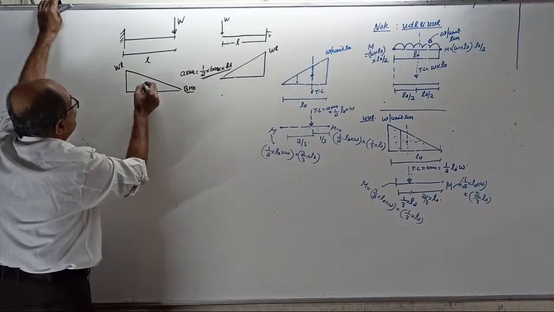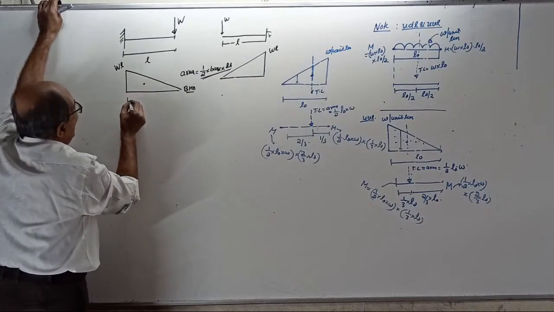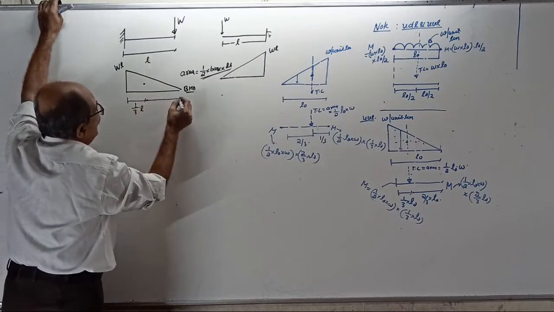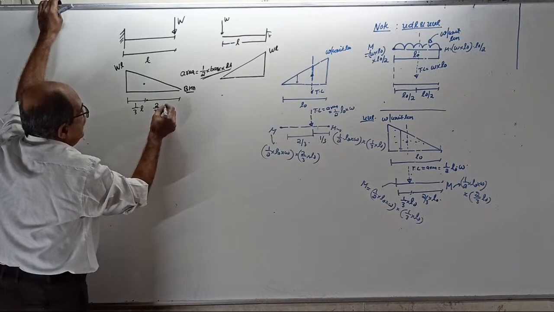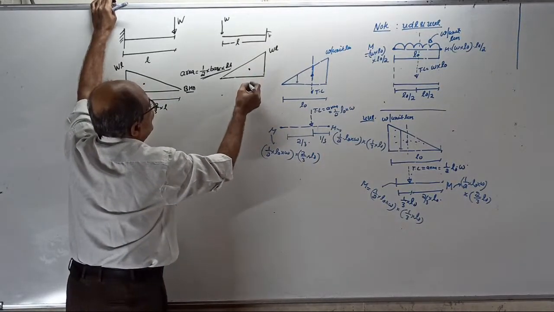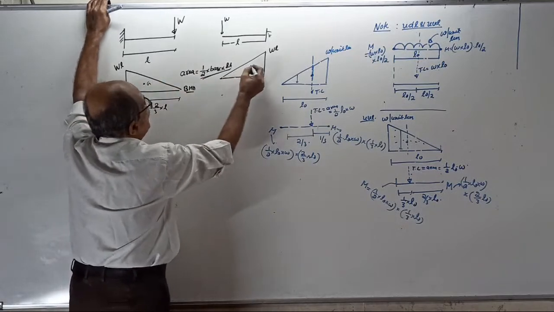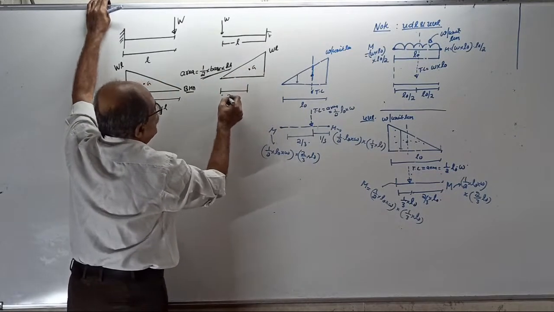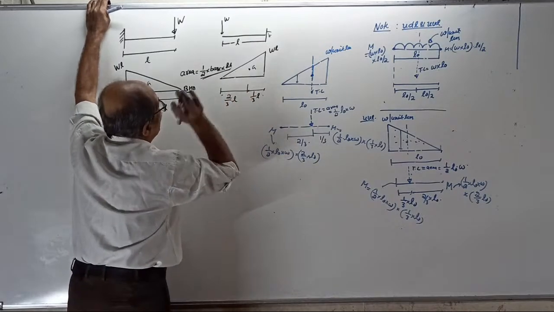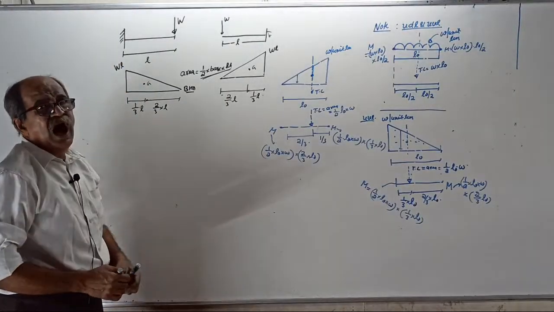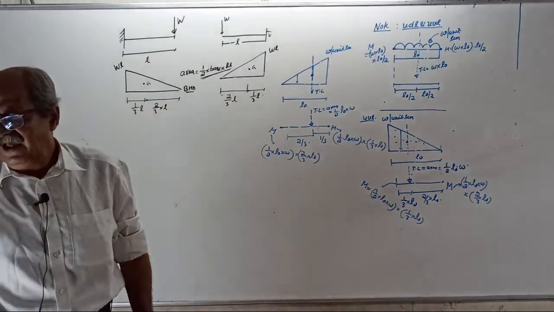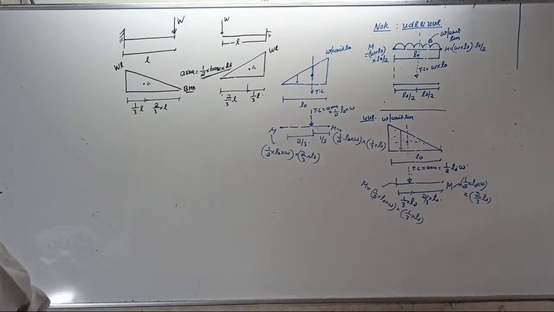Now this CG will be at 1 by 3 of L here, and this will be 2 by 3 of L here. CG will be here, whereas here, CG will be here. This CG will be from here 2 by 3 of L, from there 1 by 3 of L. So area is half base into height. The distance of CG is 2/3 L or 1/3 L for a triangle, depending upon which point you are taking.